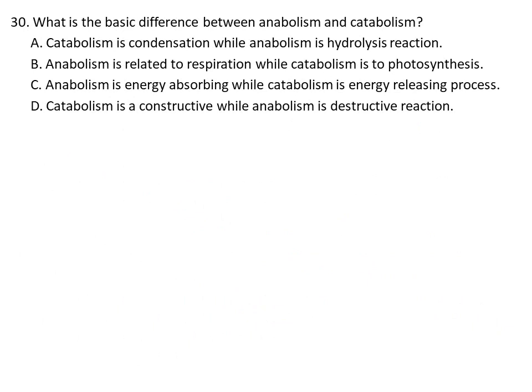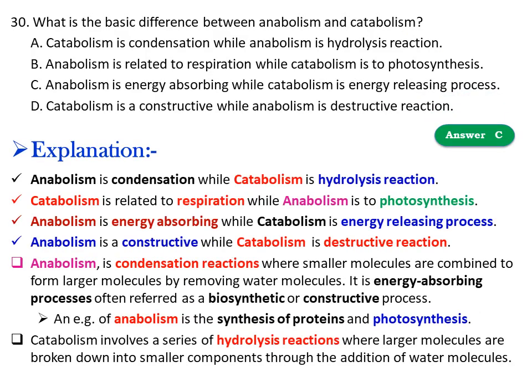Question number 30. What is the basic difference between anabolism and catabolism? So the answer should be C. Anabolism is energy absorbing while catabolism is energy releasing. Anabolism is condensation while catabolism is hydrolysis reaction. Catabolism is respiration and anabolism is photosynthesis. Anabolism is energy absorbing while catabolism is energy releasing, and also anabolism is constructive and catabolism is destructive reaction. These are all.